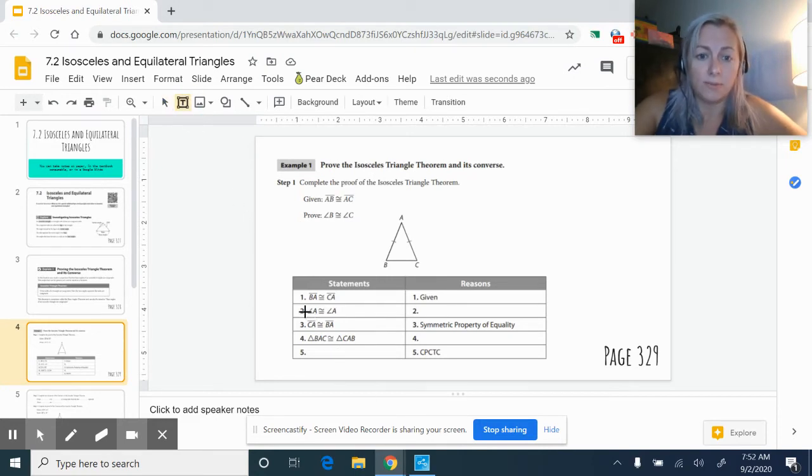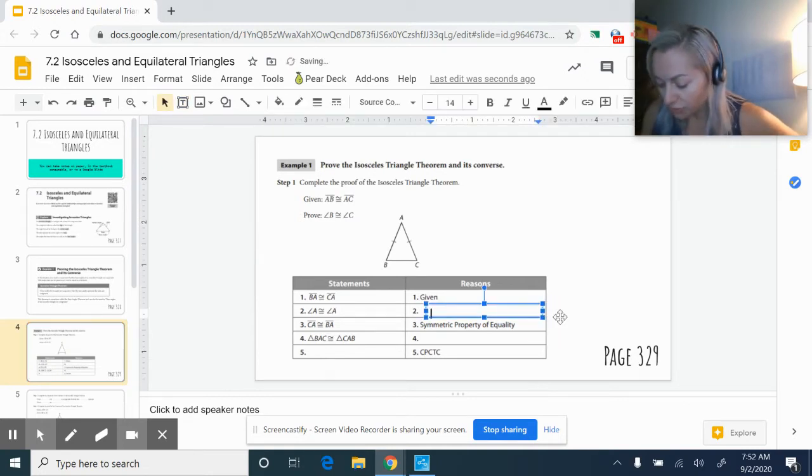All right, so statement one, the segment BA is congruent to segment CA. That's given. Okay, that's why. And then statement two is saying that the measure of angle A is congruent to the measure of angle A. So we're saying that a measure of an angle is congruent to itself. So the reason we can do that is because of reflexive property of congruence.